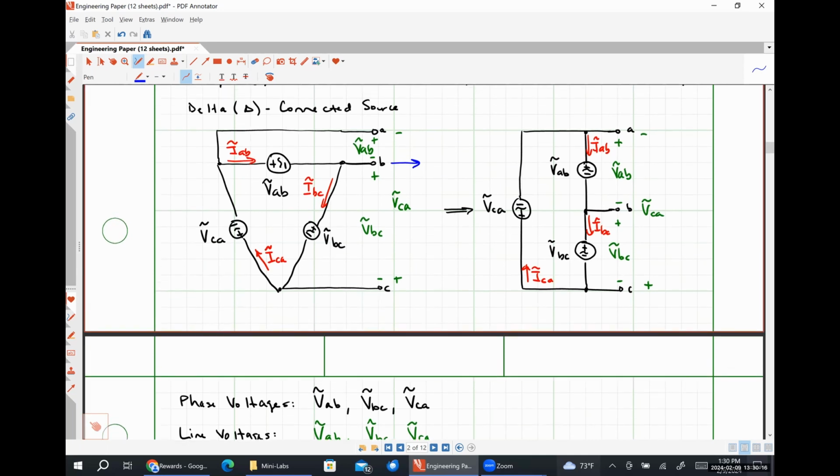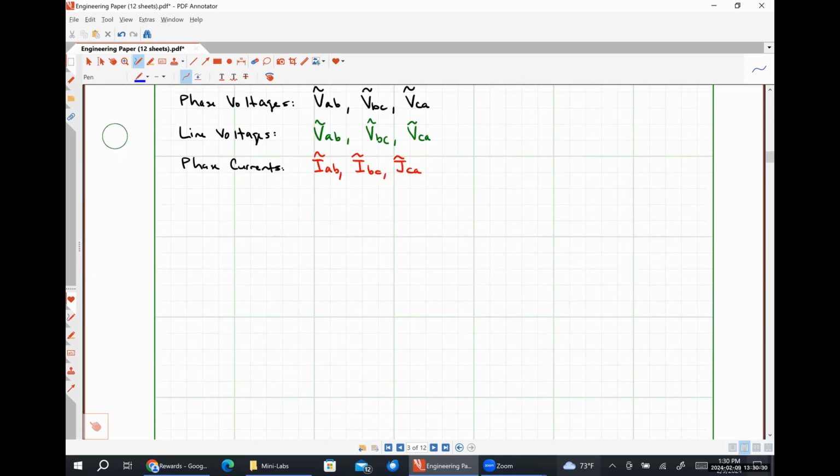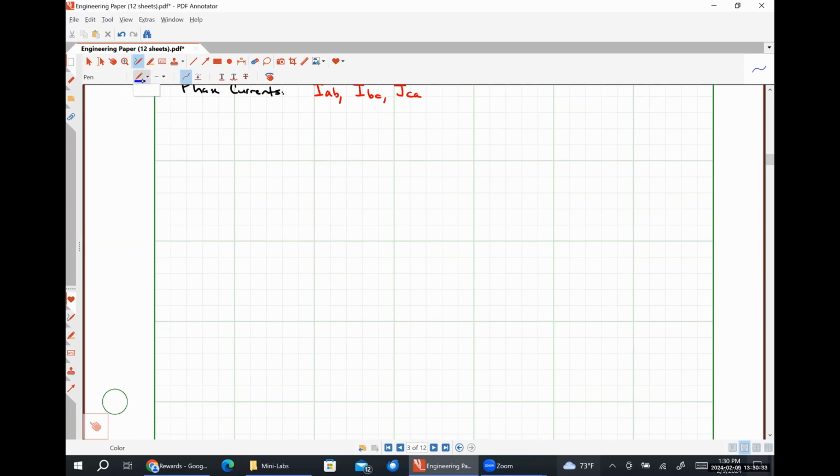So I have everything defined for my delta connected source now. Any questions on this before we move on to the load side of things? All right. So now let's talk about a Y connected load. So because we're on the load side of the system, now all of my subscripts are going to be capital letters. So putting my neutral terminal here.